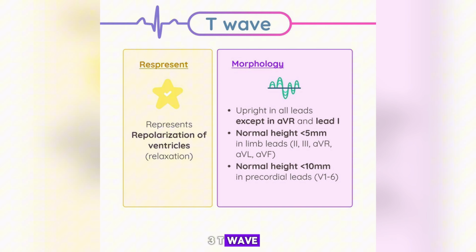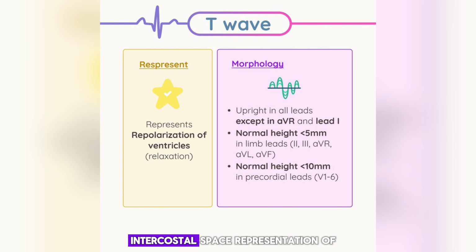3. T-wave. Morphology of T-wave: 1. Upright in all leads except in AVR and lead I. 2. Normal height is less than 5 millimeters in limb leads: 1, 2, AVR, AVL, and AVF. 3. Normal height is less than 10 millimeters in precordial leads V1 to V6. V1 stands for right sternal edge and fourth intercostal space. Representation of T-wave: it represents repolarization of ventricles, also known as relaxation.